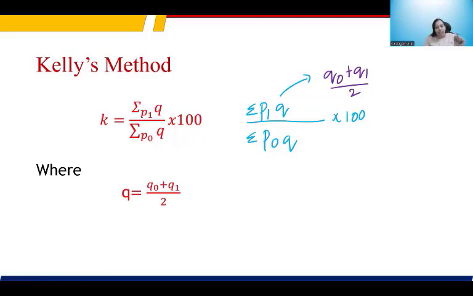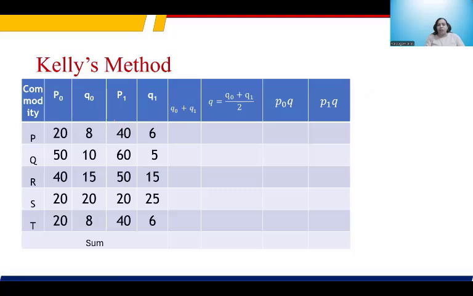To accommodate this, let's set up the table. First, let's take the quantity. 8 plus 6, 14. The next level, what are we doing? We are dividing, taking the average of the quantity. 14 upon 2 is 7. Then we will take P0, which is 20, multiplied by 7 times, which will give us 140. And then we have P1 as 40. 40 multiplied by 7, which we will have 280.